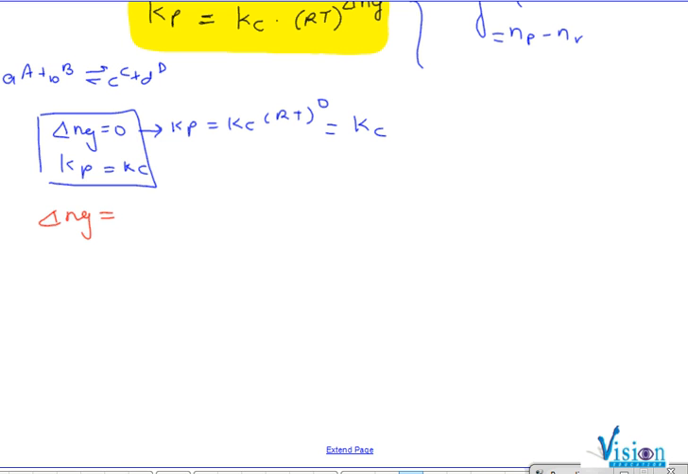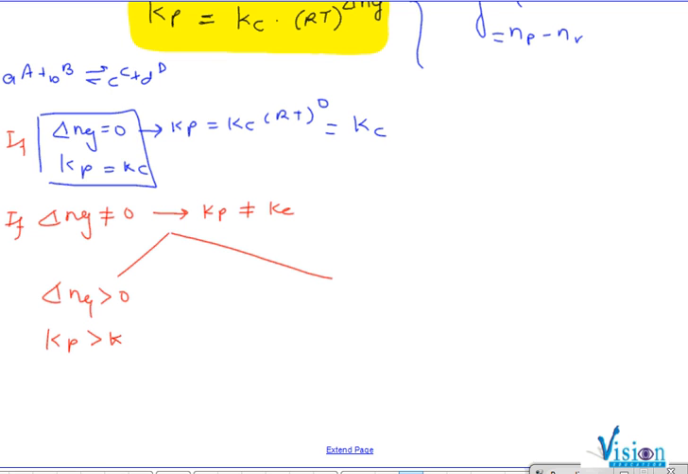सेकंड थिंग, अगर डेल्टा एन जी जीरो था तो ये था, बट अगर जीरो नहीं है तो, इफ डेल्टा एन जी इज नॉट इक्वल टू जीरो, obvious है Kp is not equal to Kc. जीरो होगा तो ही इक्वल रहेगा. Okay. Then again there are two conditions. डेल्टा एन जी ग्रेटर देन जीरो. डेल्टा एन जी ग्रेटर देन जीरो तभी हो सकता है कि प्रोडक्ट साइड पे गैस के मोल्स रिएक्टेंट साइड पे गैस के मोल से ज्यादा होंगे. दैट टाइम केपी केसी से बड़ा होगा.